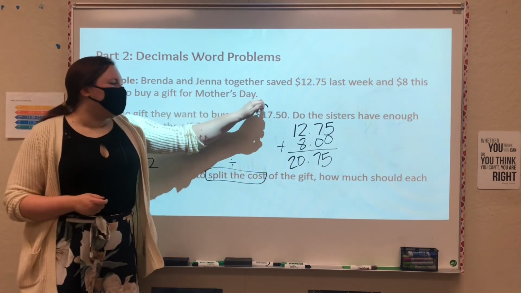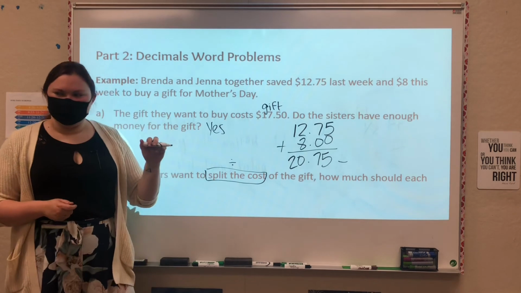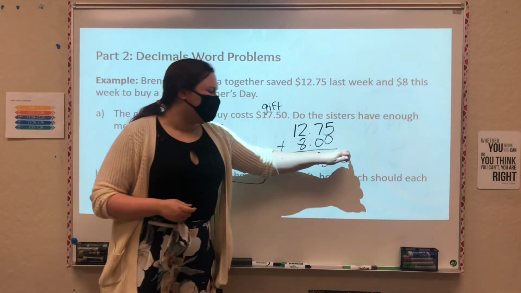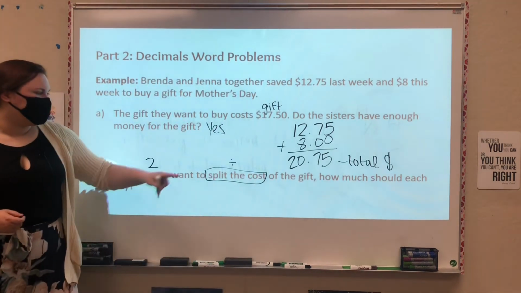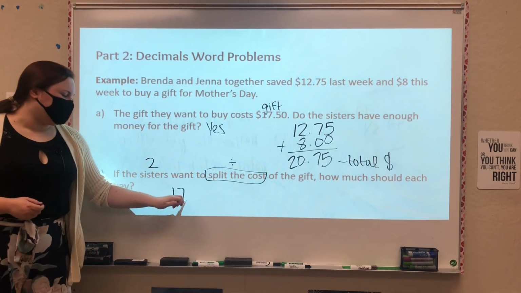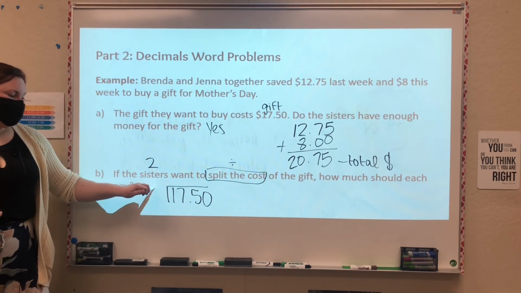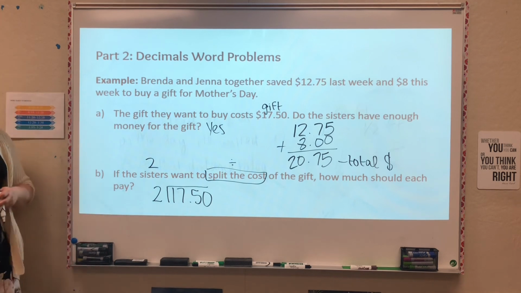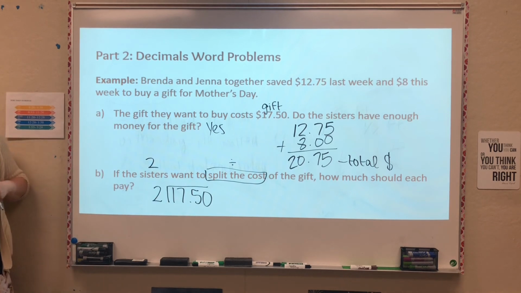Yeah, this right here is our gift. The 2075 is the total of what they got, their total money. So we're splitting the cost of the gift by the 2 sisters. So we're doing 1750, I'm going to write it like this, divided by 2. Look, how fun, long division. How am I going to do that?